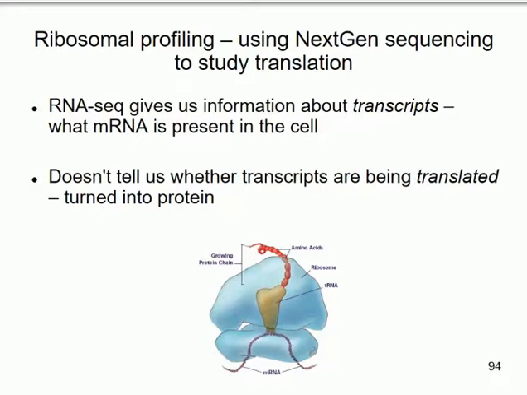So a few years back, people started to think, well, can we use this method or some variation of this method to look not just at genes which are being transcribed, but messages which are being translated, messages which are being turned into protein in the cell.